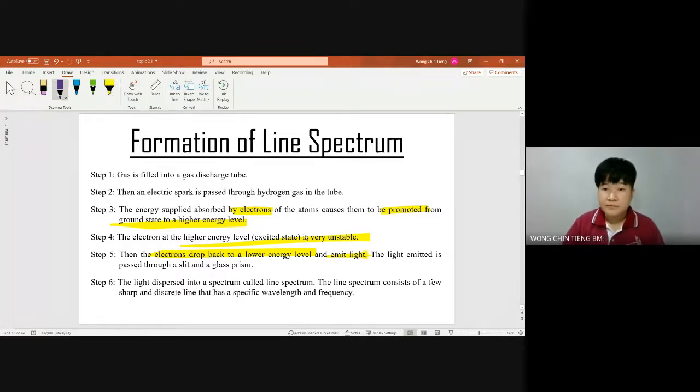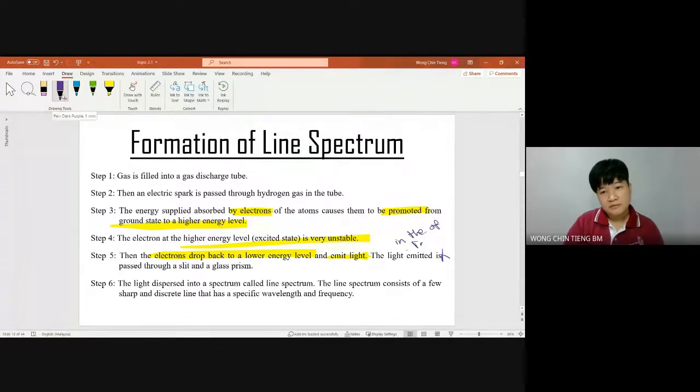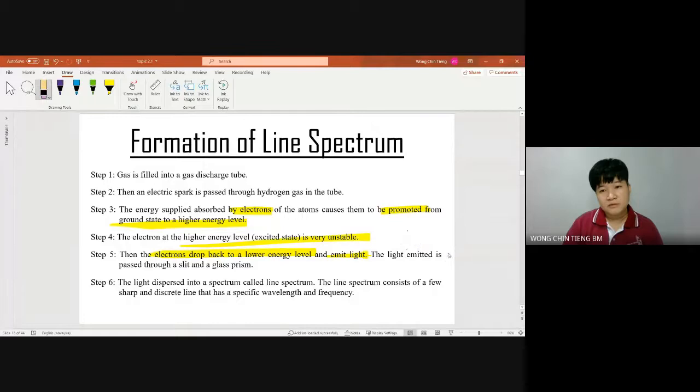Nak tambah sikit boleh? The light emitted is in the form of light. Tak payah? Okay. I change it because I change it to simpler. The light emitted is passed through a slit and glass prism. Okay, boleh. Keep it, keep it. Saya tak guna perkataan photon and whatsoever, a packet of light semua saya tak guna. It's easier for you, I guess. Alright, keep this. Saya dah ubah, yes. Alright. Kena tahu? Kena hafal?